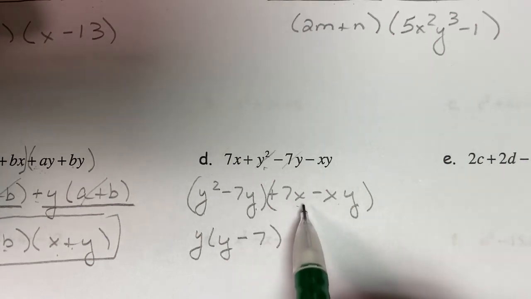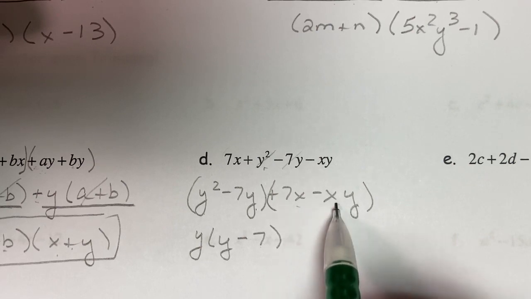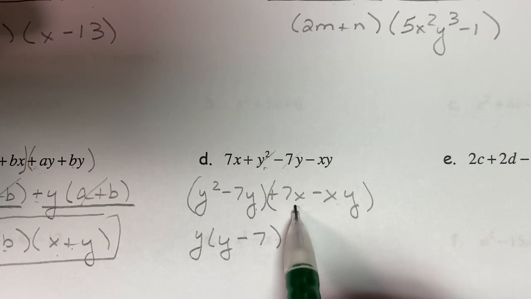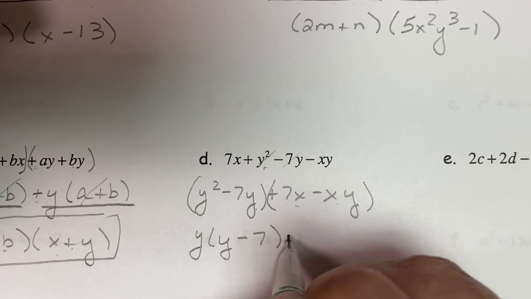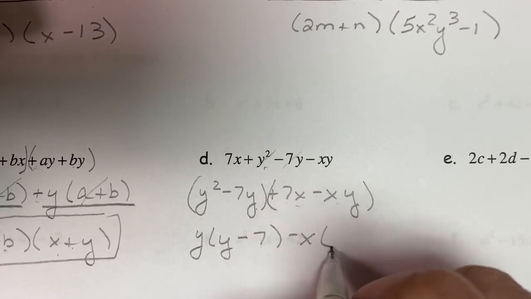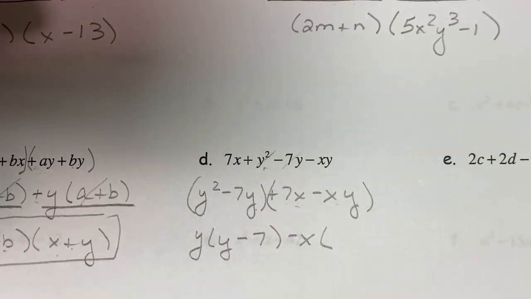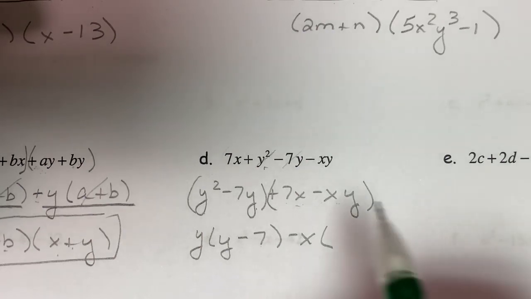7. Do you notice, first of all, they have an x in common, but if I were to take out an x, I'm going to have 7 minus y. I don't want that. I want it flipped. So what I have to do is take out a negative x. Let's see what that does for me.